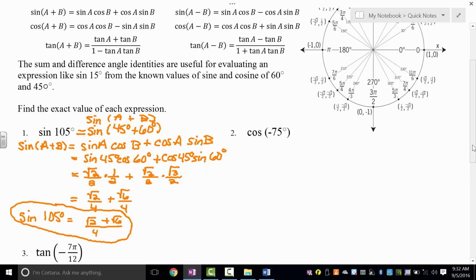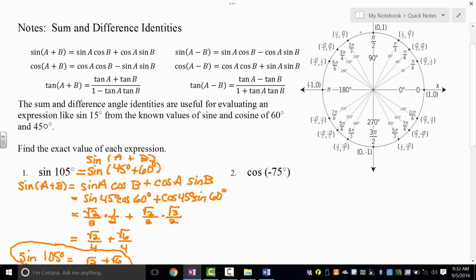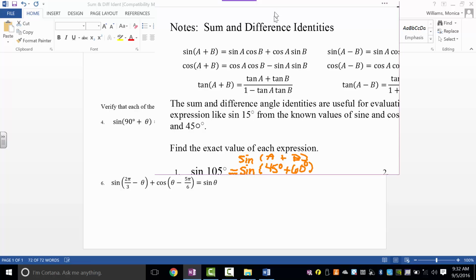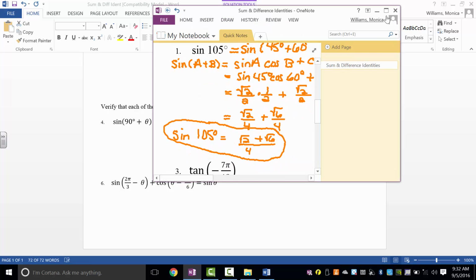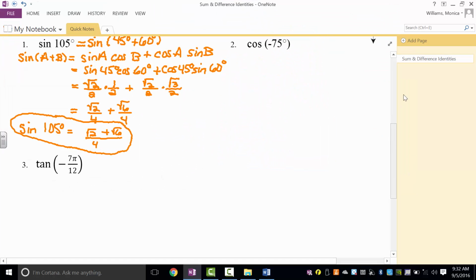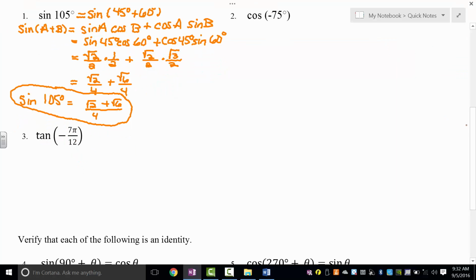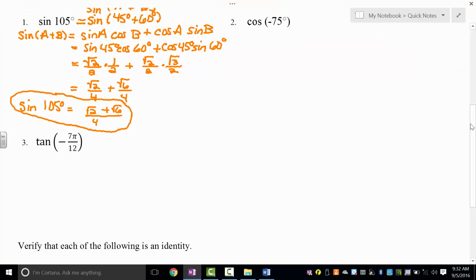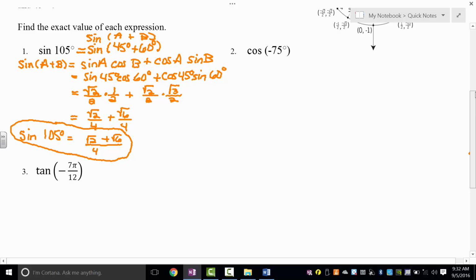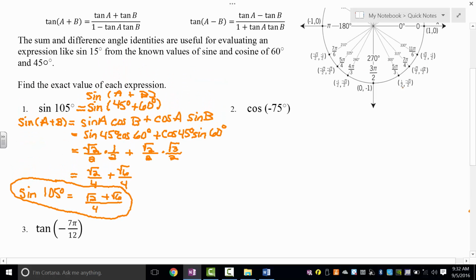Let's look at the unit circle. In case you forgot, remember when you go around the unit circle, you have the special angles and you have an ordered pair at each angle. You have an x value and you have a y value. The x is the cosine and the y is the sine.